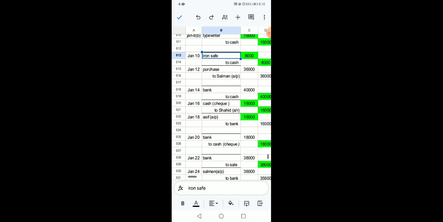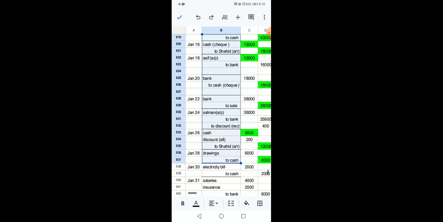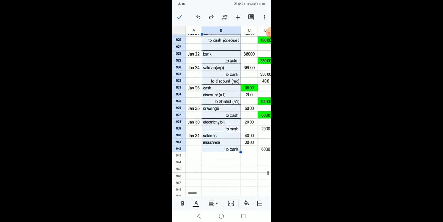Now see, we are making the iron safe ledger. Check if iron safe is present anywhere else. For every ledger you will have to be very conscious. No entry should be skipped.